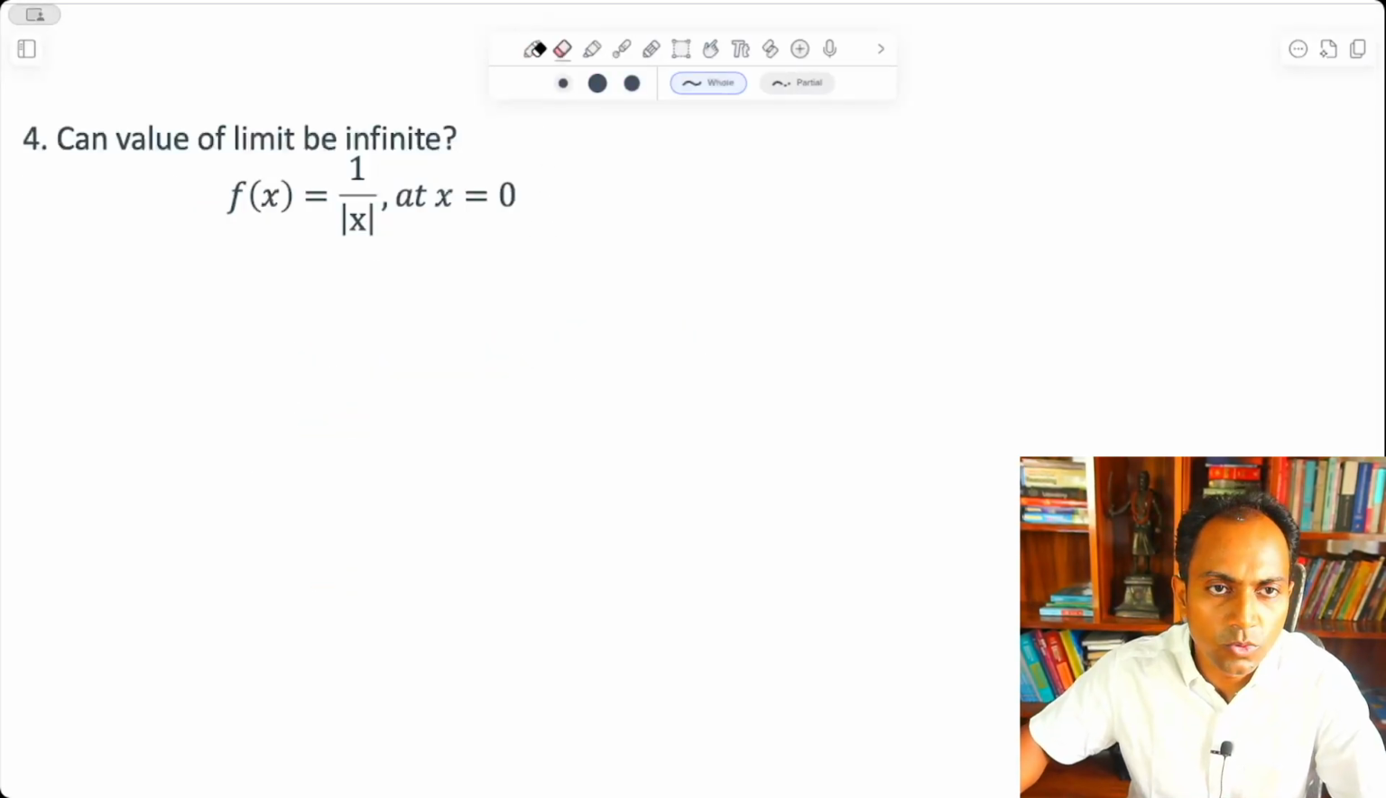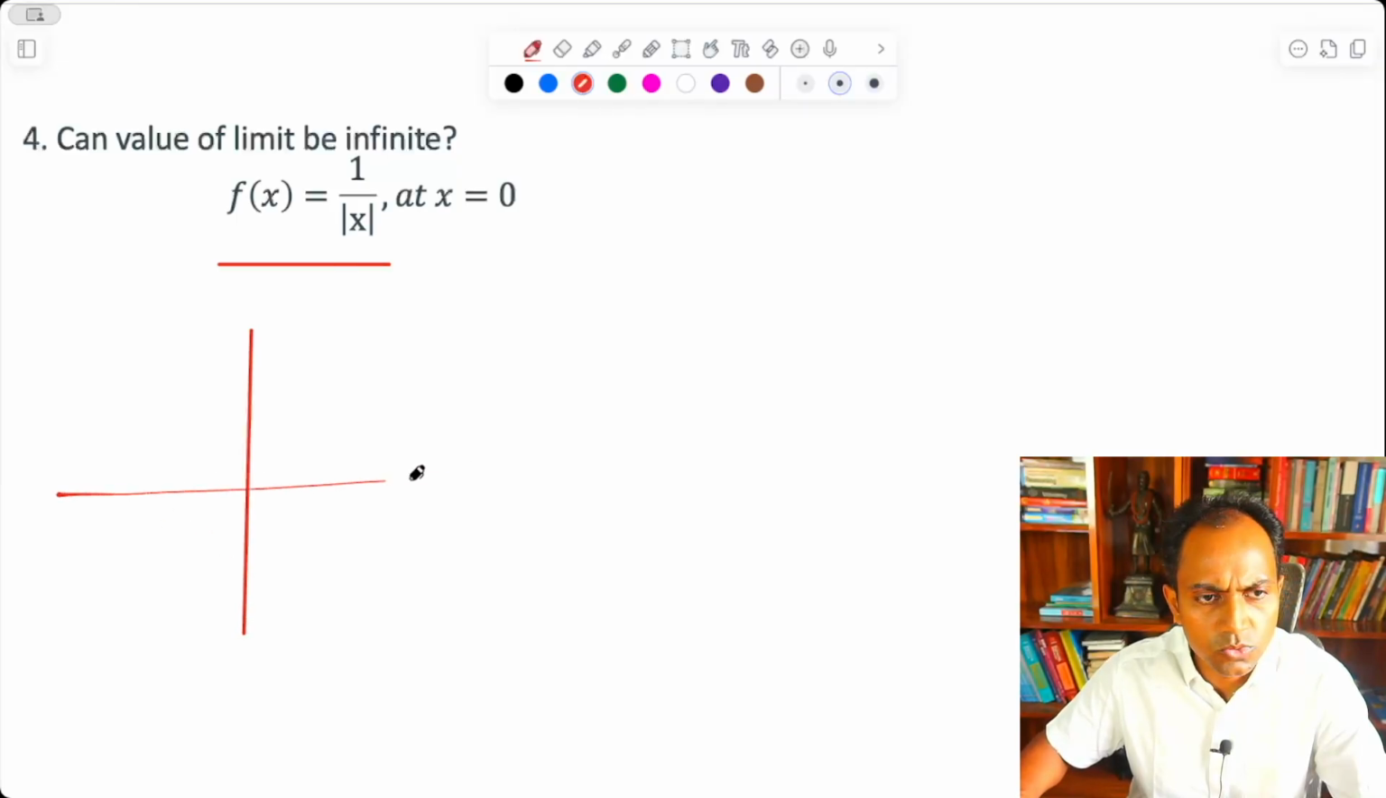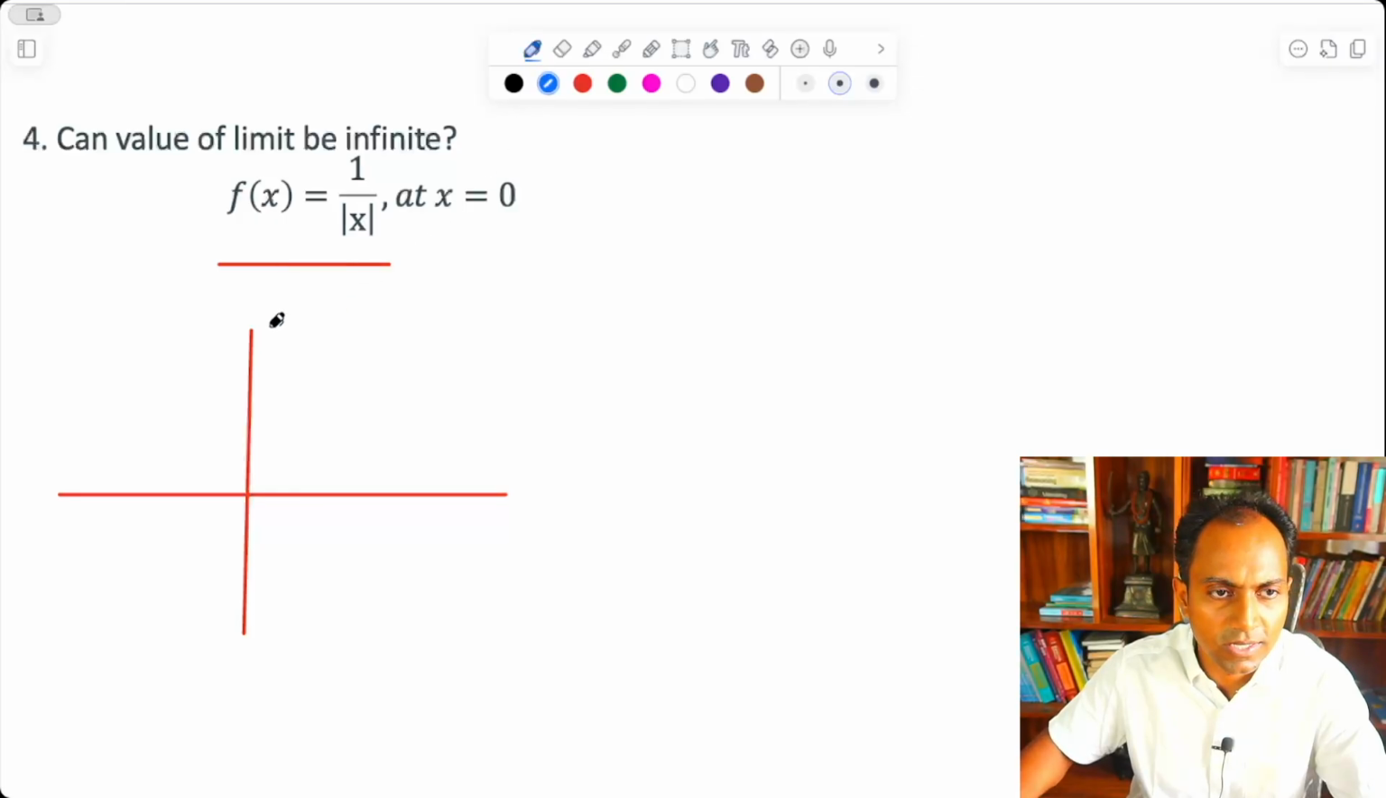Now let us look into a fourth scenario. In this scenario, what they're saying is, what happens to this? So you draw its graph to give you a clear understanding. Because most of the times, students doing limits will have no clear picture in their mind of what exactly they are doing, what is exactly happening. If you draw the graph, this is how the graph looks like.